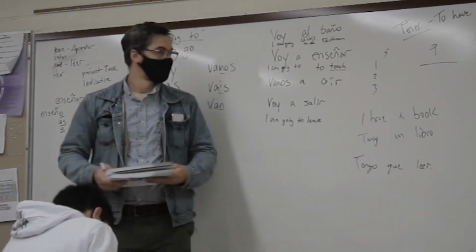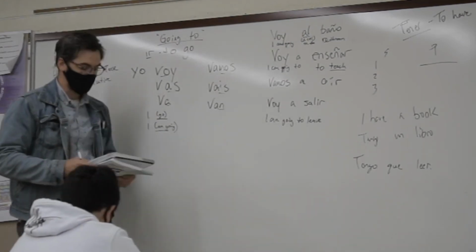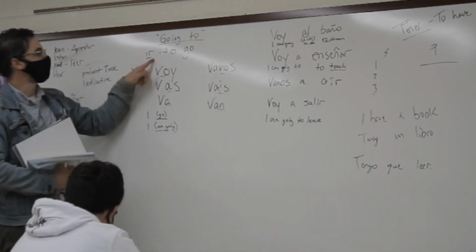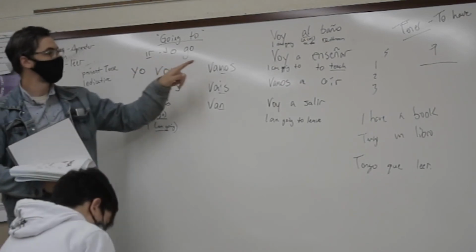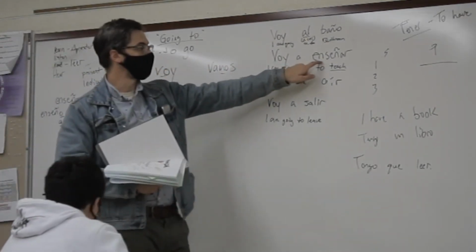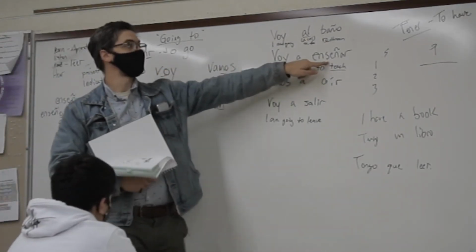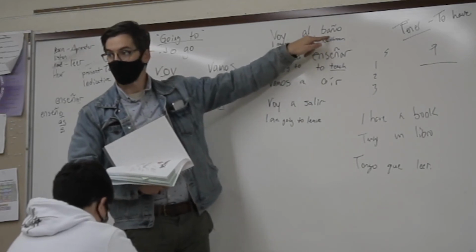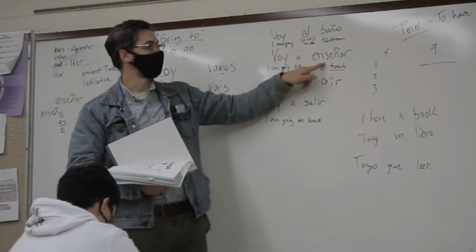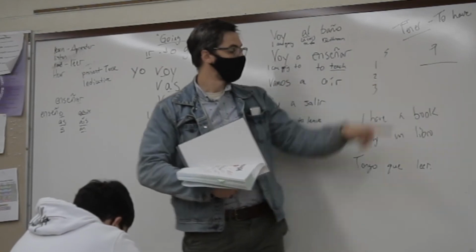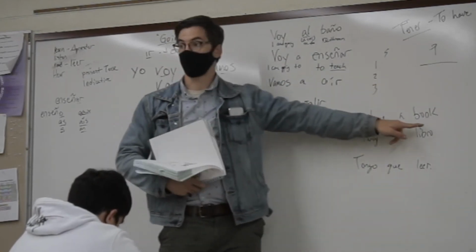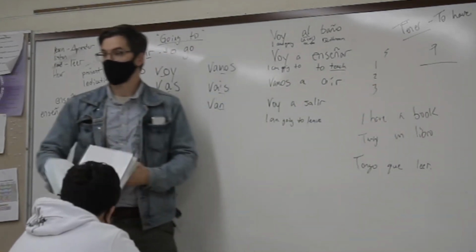Okay? So that's what we're looking at today, is using ir with other verbs, like enseñar, other verbs, as opposed to places or nouns. Okay? We're looking at ir with verbs. We're looking at tener with verbs instead of other nouns. That's what we're doing today.